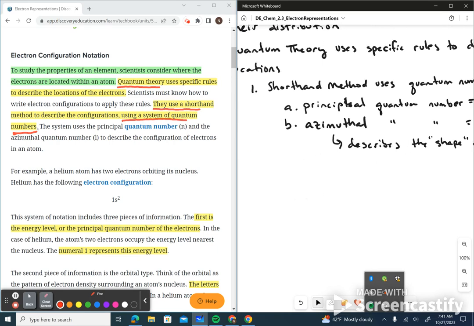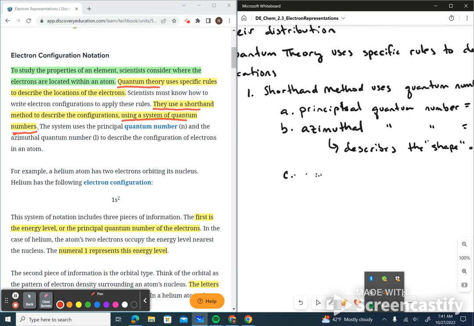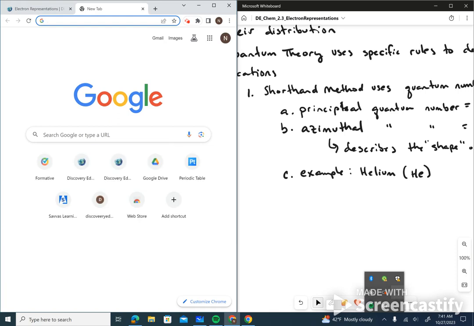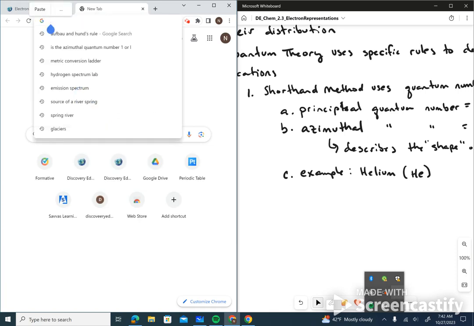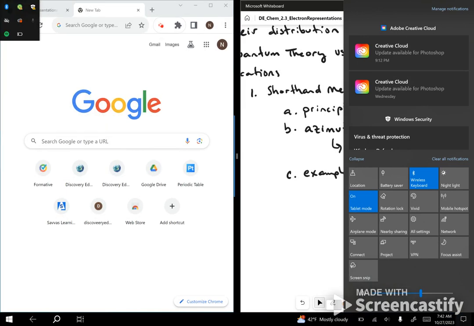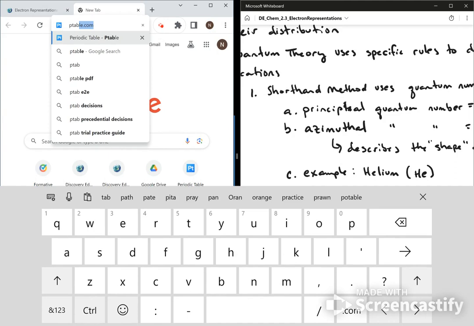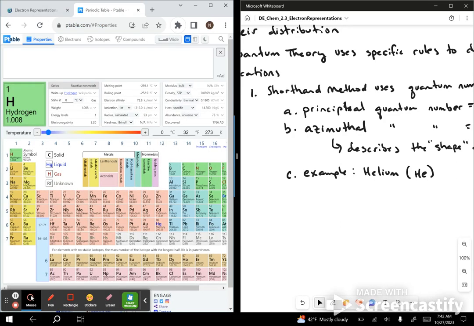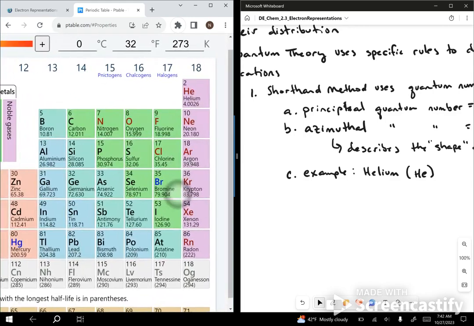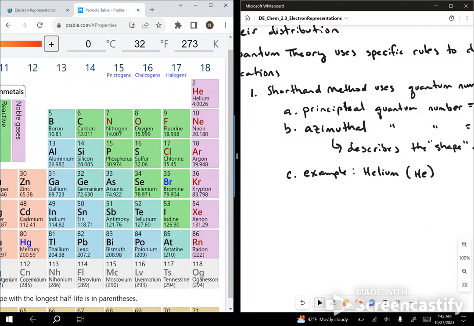So let's just put this down here. This will be letter C. Example is going to be helium. Elemental symbol He. And if we go and open up another tab here really quickly, this might be beneficial to us. Let me just make sure this guy knows that we're on tablet mode. And here we go. And we want P table. There we go. And if we look over here, there's helium. It's number 2, right? Number 2.